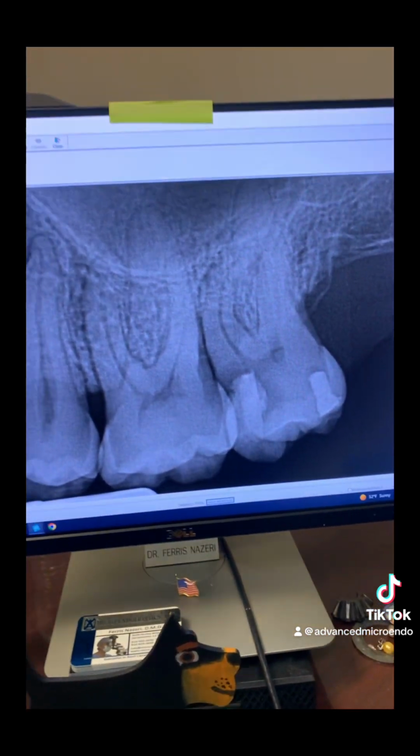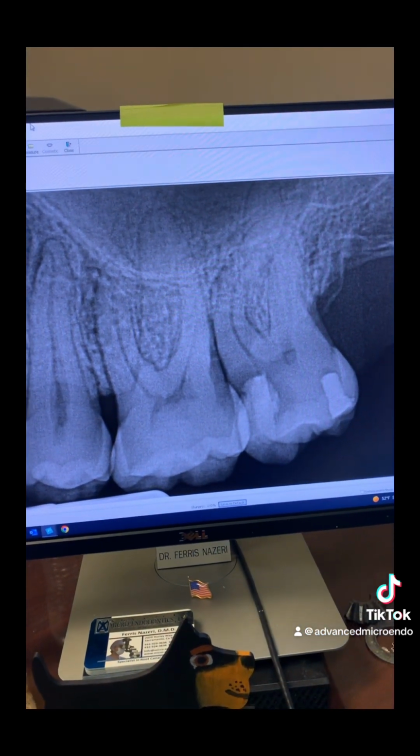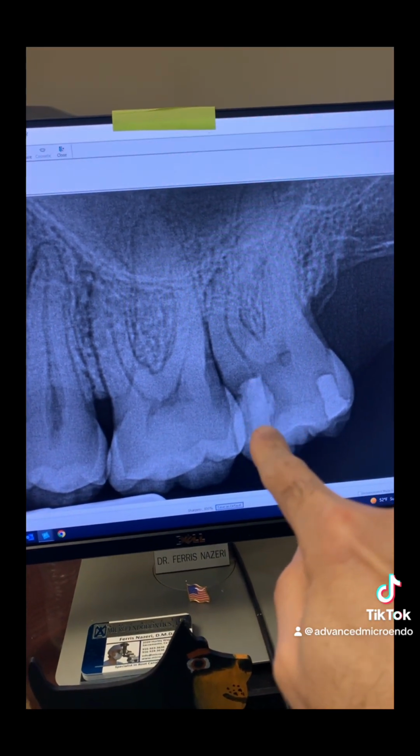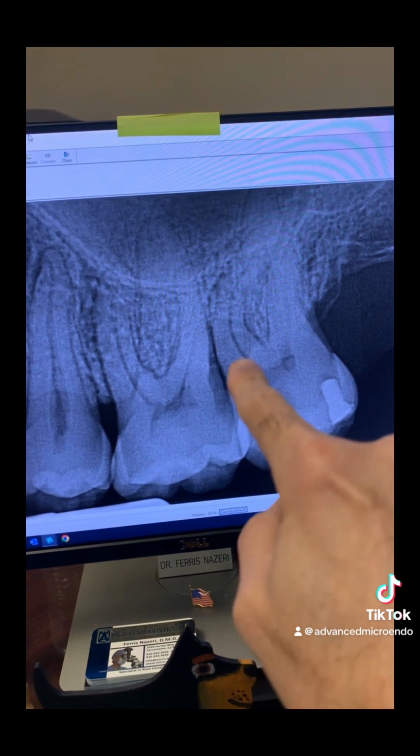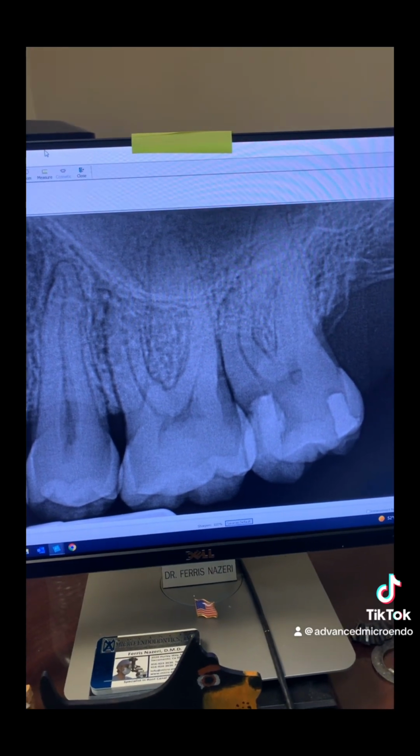This patient was referred to me for endodontic treatment of tooth number 15. So take a look at this tooth. Composite restoration, recurrent decay, approximating the pulp of the tooth.